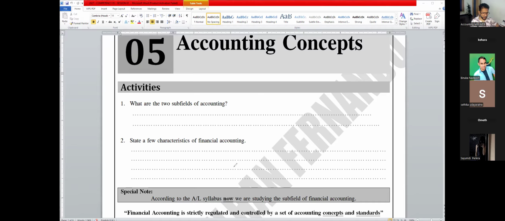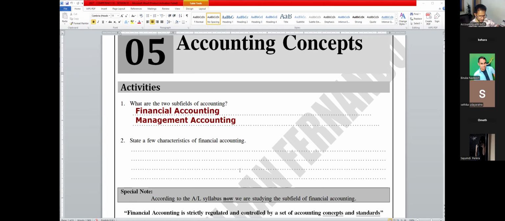Accounting has 2 subfields. Financial accounting and the next is management accounting. Okay, these are the 2 subfields in accounting: financial accounting and management accounting.